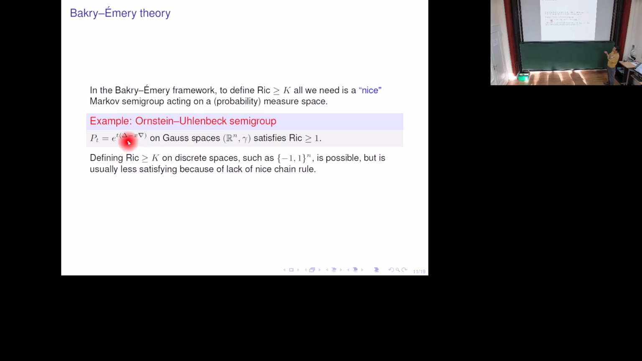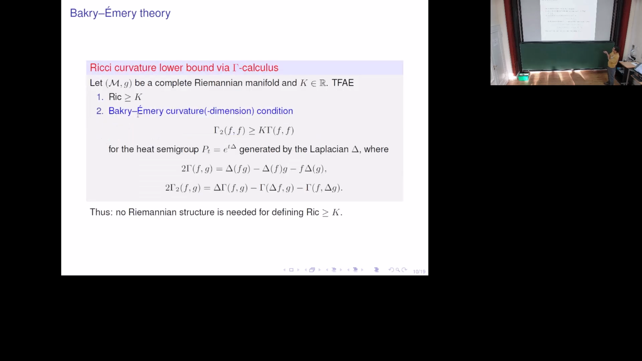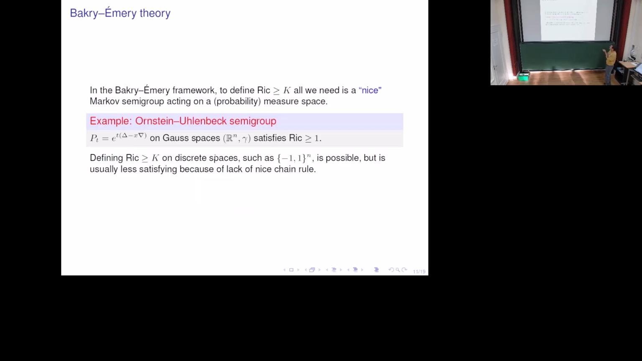You use this generator here, which is now the Laplacian minus x times the gradient. Then you play with the same definition. You define the Carré du champ, you define the gamma 2, then you formulate this gamma 2 condition, then you can verify that, in this case, the Ricci curvature lower bound is one, and that it is sharp. And starting from this, you can derive a lot of interesting things, like hypercontractivity, like the isoperimetric inequality, and this is within the scope of the Bakry-Émery theory. Okay? Any questions?